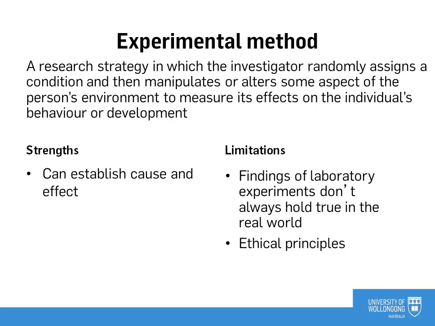The experimental method of research is a research strategy in which the researchers control the allocation of a treatment to research subjects. So you get your subjects in a study, and then you randomly assign them to a condition which manipulates or alters some aspect of their environment, and then you see how the person reacts in terms of their behavior or their development. So it's considered to be the gold standard of research, but it's often very difficult to do in human development. It depends on the domain of human development.